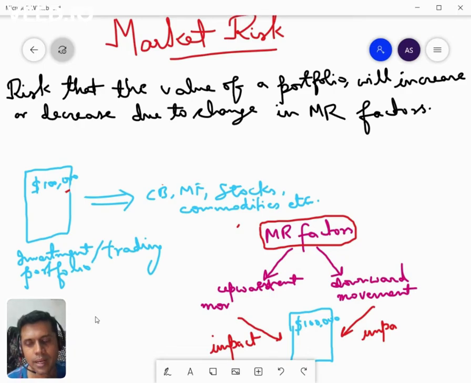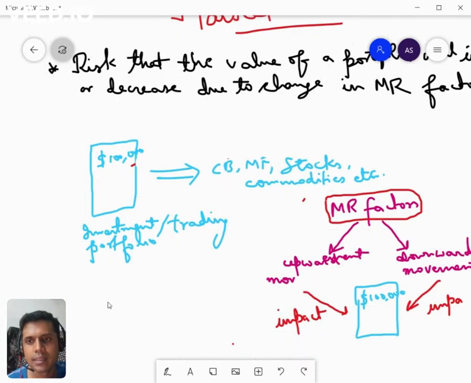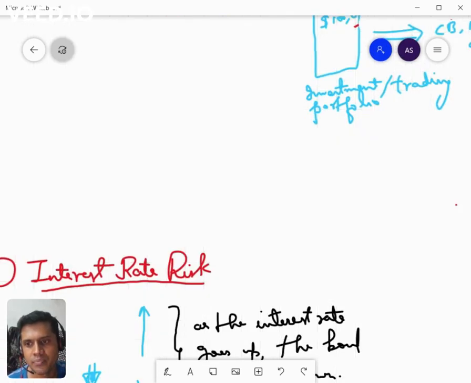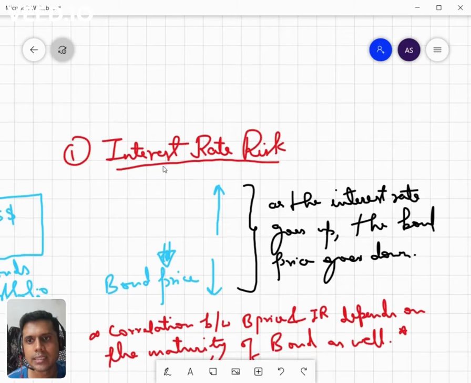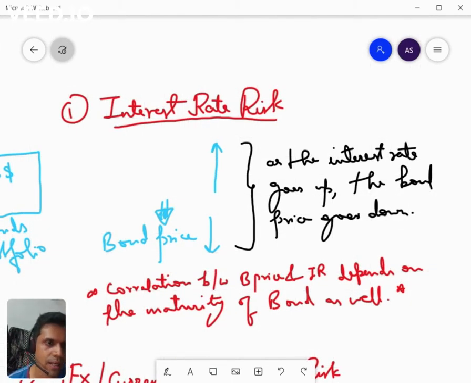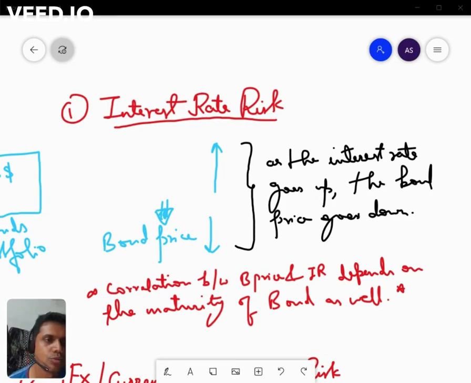Now, at a very high level, there are four different types of market risks. The first one is the interest rate risk, which means the risk arising due to the movement in the absolute value of the interest rate.